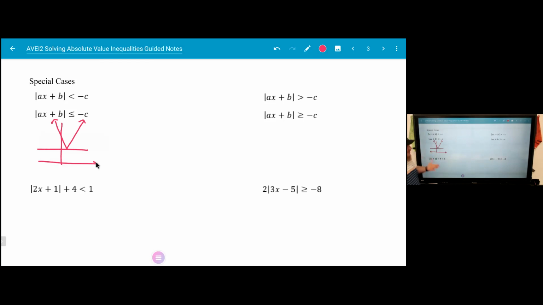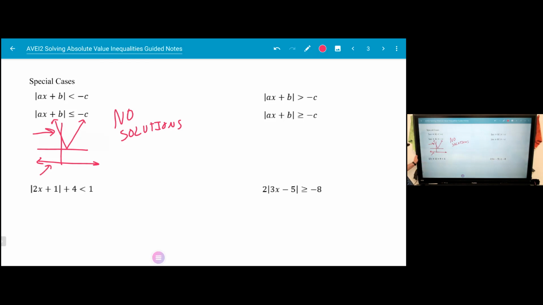So to ask ourselves the question, how much of that absolute value is below the negative number? And the answer is none. In this case, if you get the absolute value, you've isolated it, is less than a negative number or less than or equal to a negative number, you have something interesting. You have no solutions. Again, why? Because none of this absolute value is below that line, that negative number.